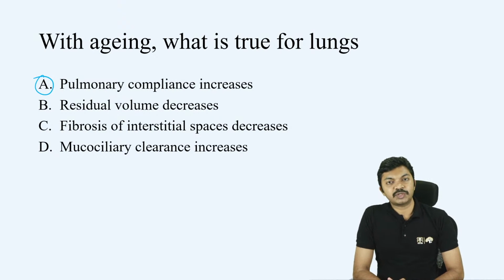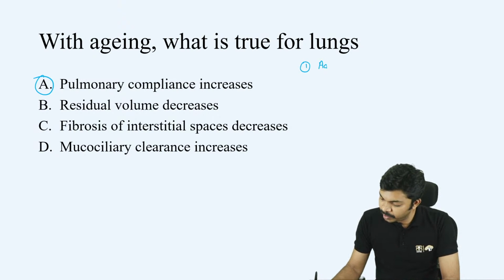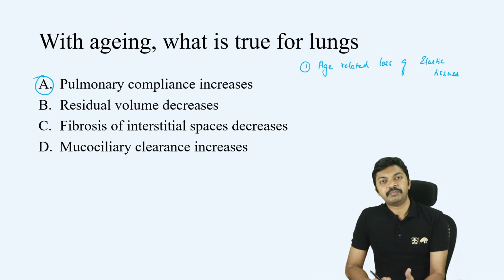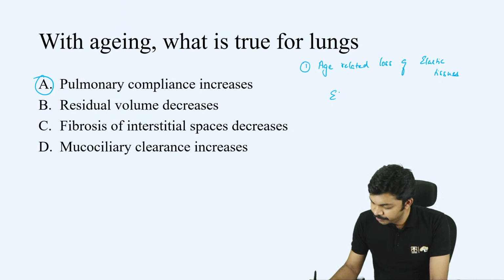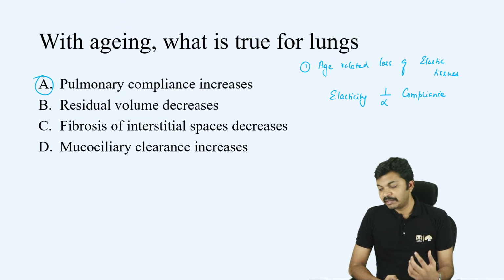So what are the features that are going to happen to the lung with aging, guys? Number 1, there is going to be age-related loss of elastic tissues. When elasticity is getting lost, compliance increases. You guys know this, isn't it? Elasticity of a tissue is inversely related to compliance. So with drop in elasticity, compliance becomes better.